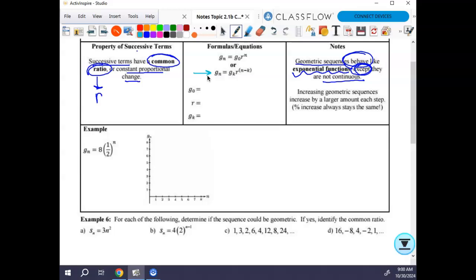So yesterday we had A sub n because it was arithmetic. Today we have G sub n because it's geometric. So G sub 0 is just your initial value, whatever we're starting with. R, just like we said over here, is your common ratio. And G sub k is your kth term. The little subscripts on the G and the A are the term number. So G sub 4 would mean it's the fourth term. That's what makes it the kth term. Okay. Everybody good so far?